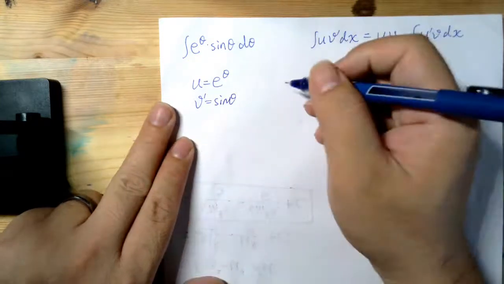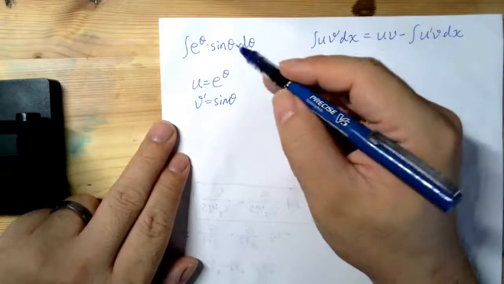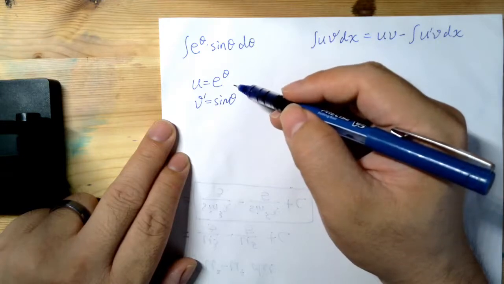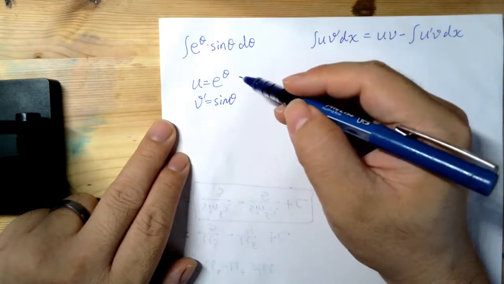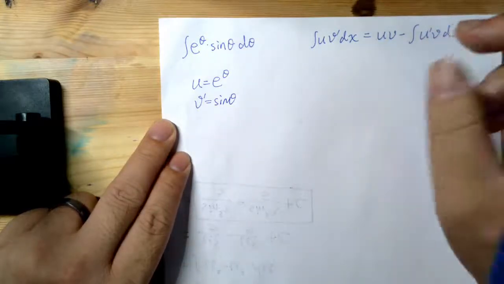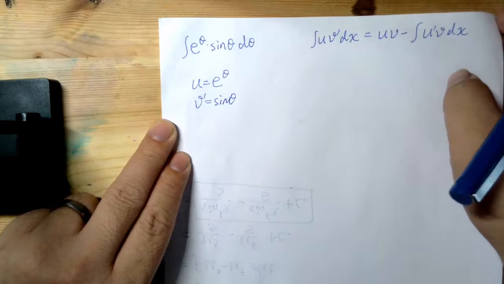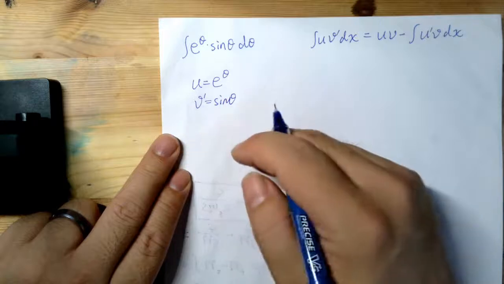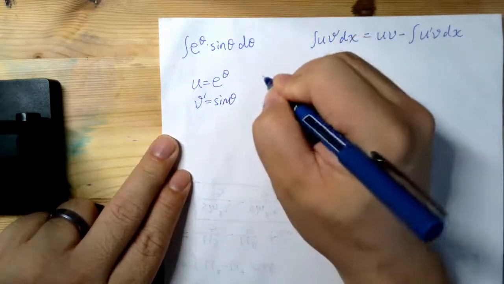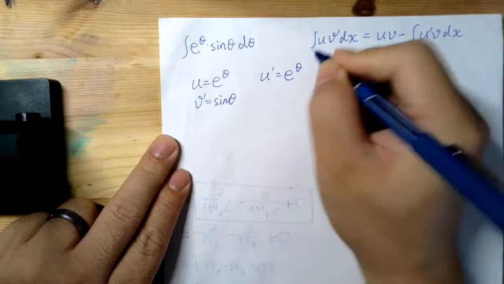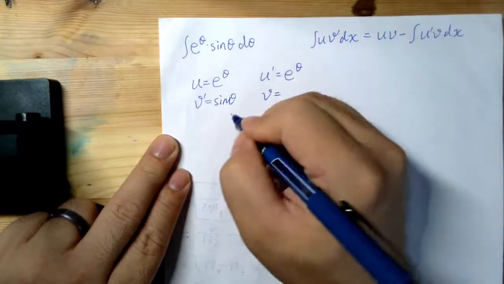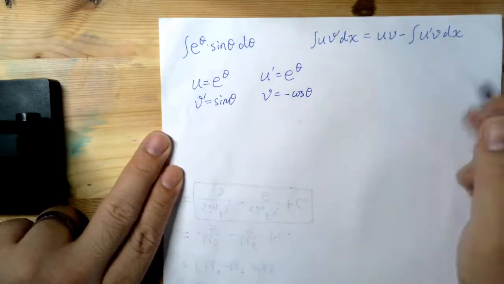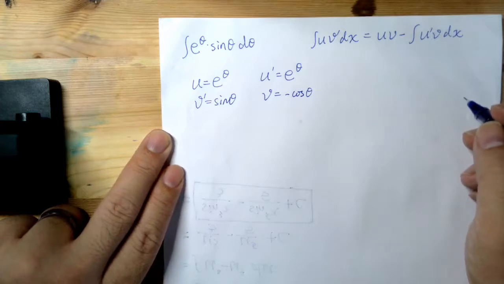Now, we do have another option: select u equal to sin θ, and then v' equal to e to the power of θ. But you can give that a try, and in fact, that way it does not work. So this u and v' is the correct choice. So u' is going to be e to the power of θ, and our v, which is the integral of v', is going to be negative cosine θ. With this, we can start to write the integration by parts.